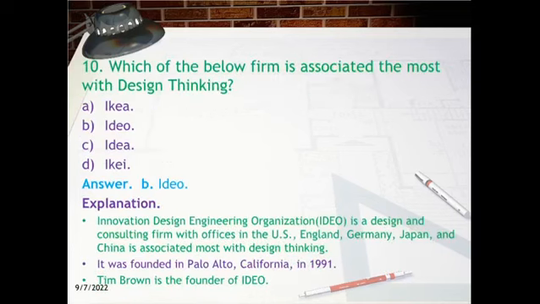10. Which of the below firms is associated the most with design thinking? IKEA, IDEO, Idea, IKEA. Answer: B. IDEO. Explanation: Innovation Design Engineering Organization, IDEO, is a design and consulting firm with offices in the US, England, Germany, Japan, and China. It is associated most with design thinking. It was founded in Palo Alto, California, in 1991. Tim Brown is the founder of IDEO.